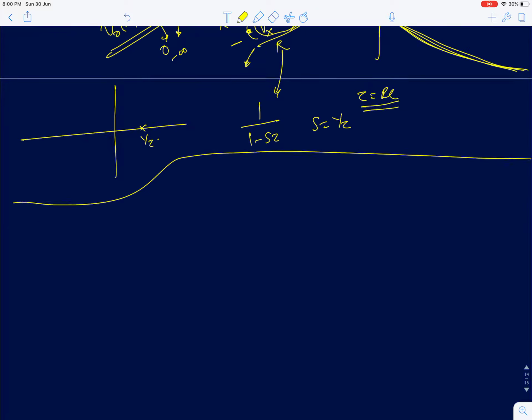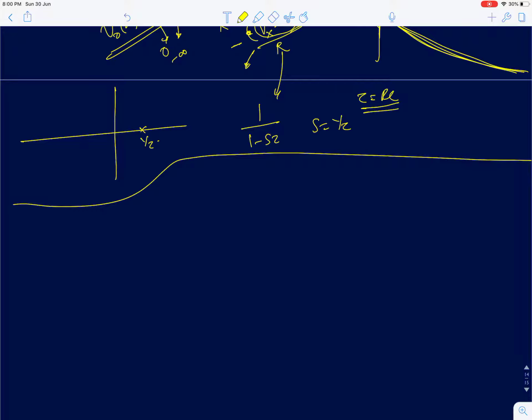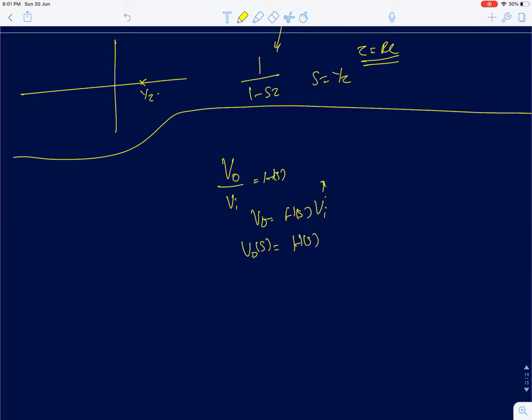Okay. Now the next thing is, how do you find the transfer function? We saw V0 by Vi is h of s. So V0 is simply h of s into Vi. All you need to do is just feed an impulse. We know the Laplace transform of an impulse is 1. When you feed an impulse, the output is simply going to be the transfer function itself. So that's how you find the transfer function.